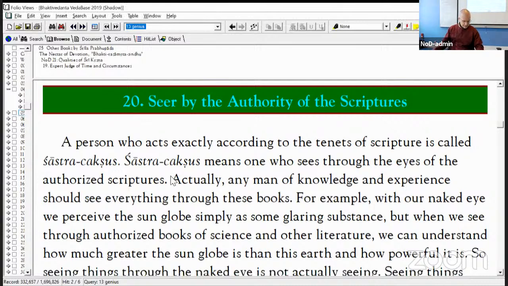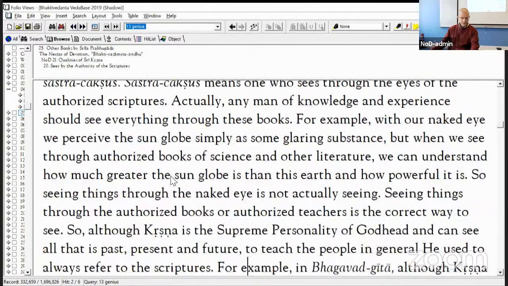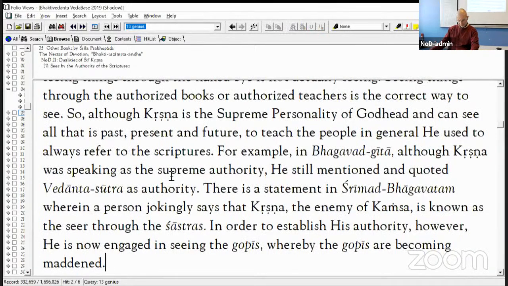Now 20. In Sanskrit, this is Shastra Chakshu, one of our aims of Shastric study, seer by the authority of the scriptures. Prabhupada says that seeing things through the naked eye is not actually seeing, so we need Shastra to understand what we see.